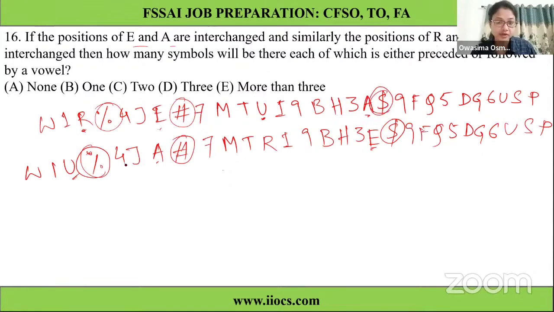So from this, if we do the back calculations and put R in place of U, put A in place of E, and put E in place of A, then you will get the answer. So it will be the shortcut way. So our answer will be 3, option D.